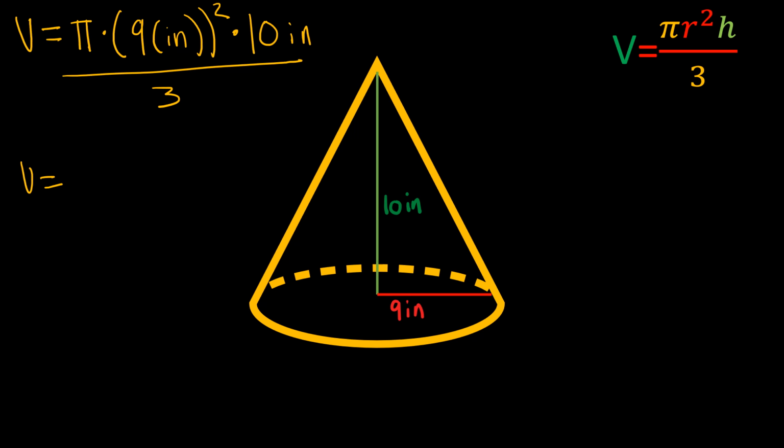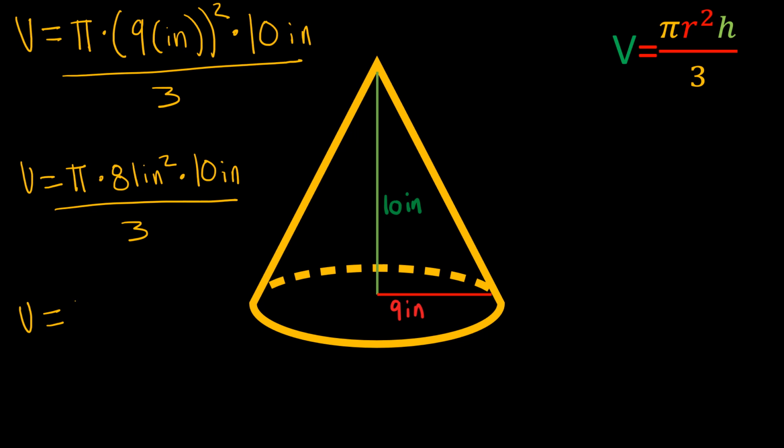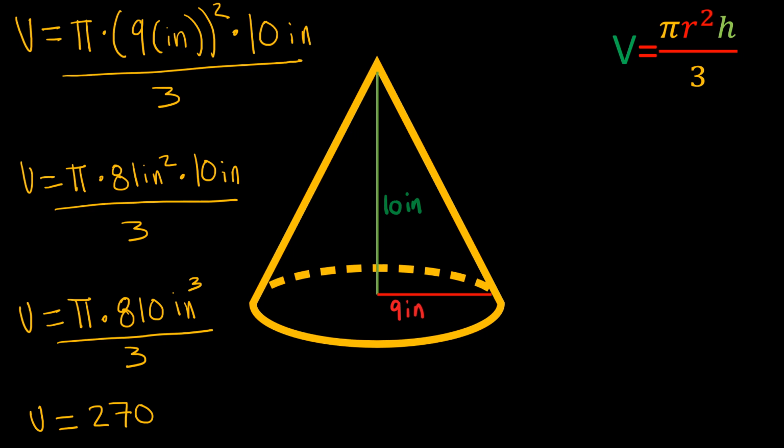And therefore, volume would equal pi times 9 inches squared, which is going to be 81 inches squared, times 10 inches, divided by 3. And therefore, volume would equal pi times 810 inches cubed divided by 3. And this is going to simplify to the volume equals 270 pi inches cubed.